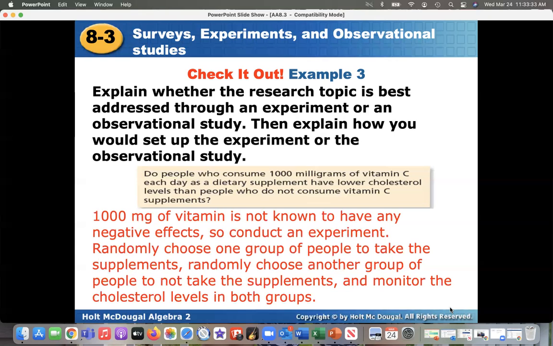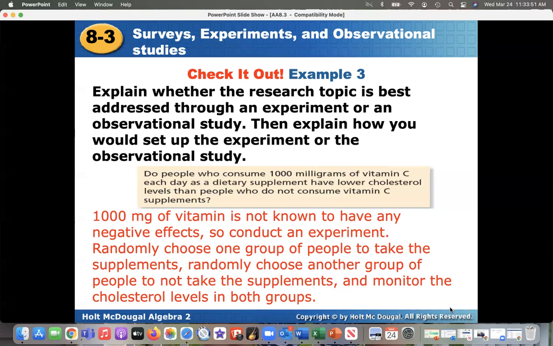Okay. So deciding how to design, you want to make sure you don't provide any harm. So if the treatment that you'd have to use could do harm, you can't do that treatment. You'd have to do something different. Okay.